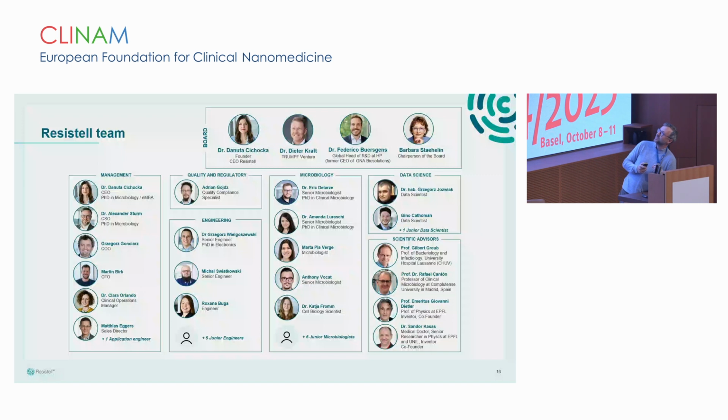This is the team. So we are roughly 30 people. We started out with, actually, I wasn't there at the beginning. So Danuta is the CEO. She started out with, I think, two engineers. Then we got some microbiologists. Now we actually work quite nicely together, engineers and microbiologists, with data scientists, and obviously a scientific advisory board. So we also have key opinion leaders in our scientific advisory board.